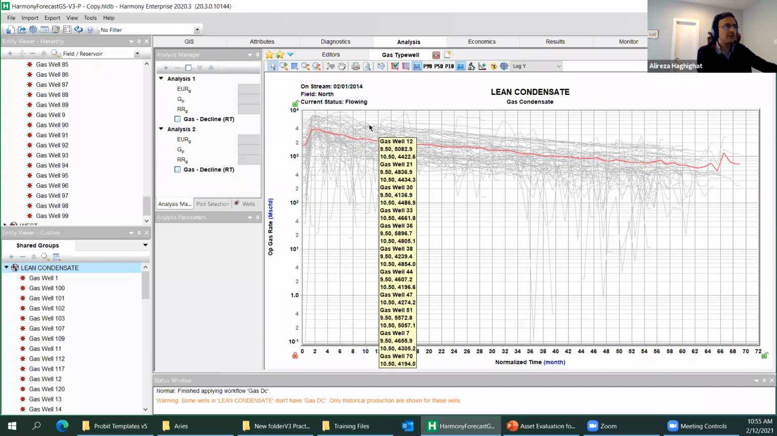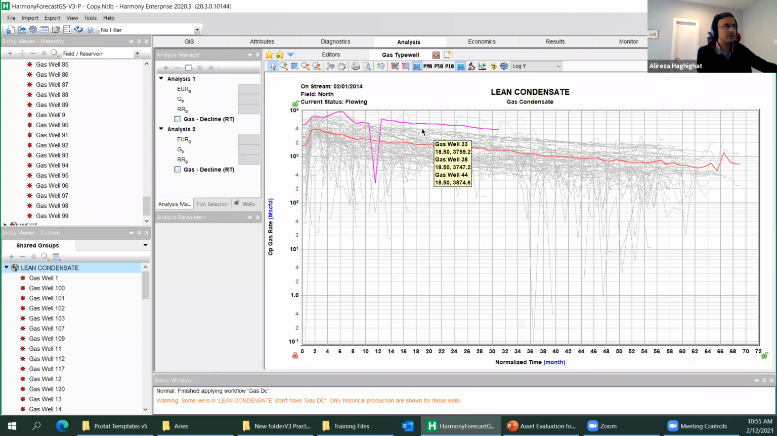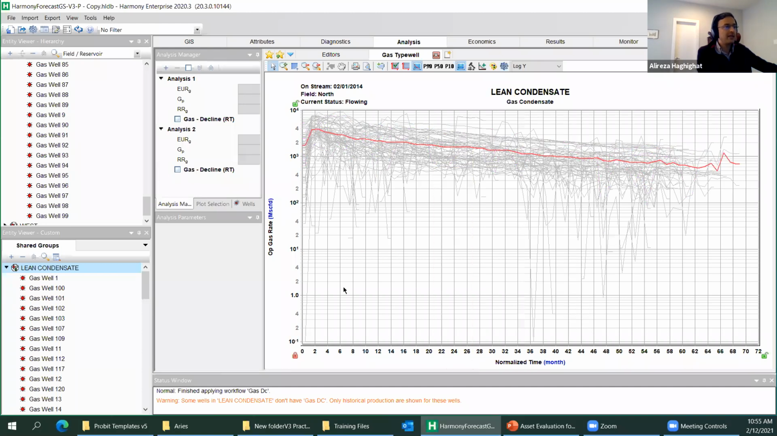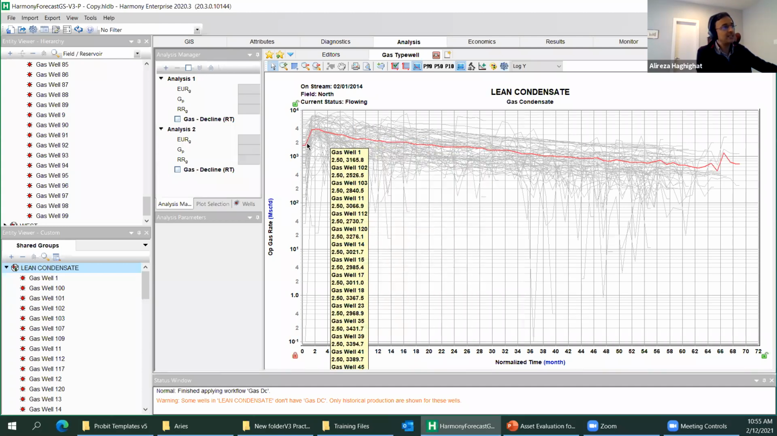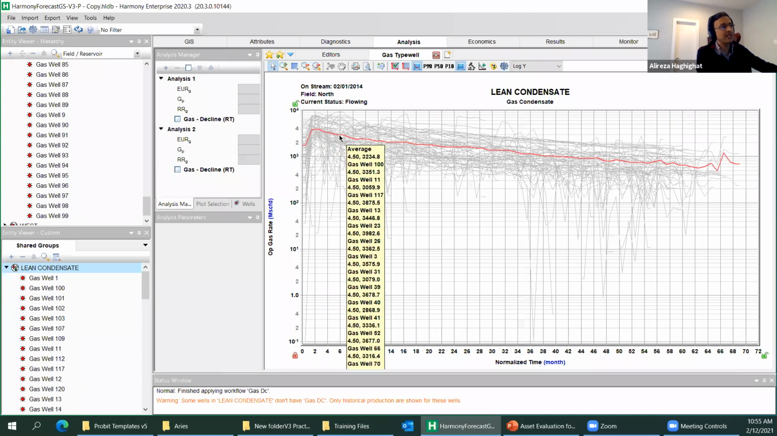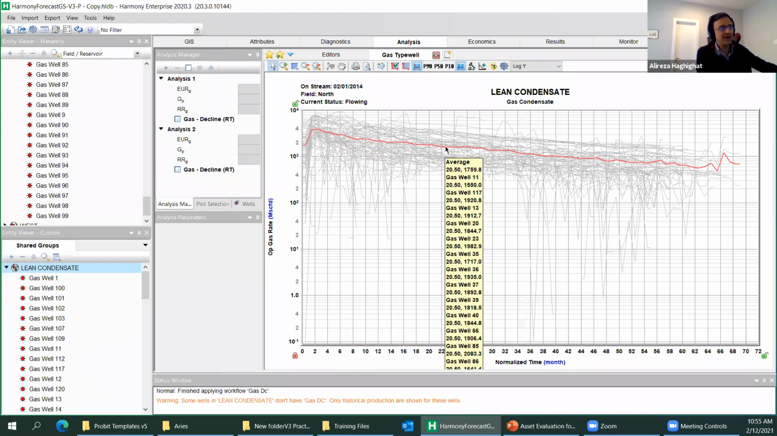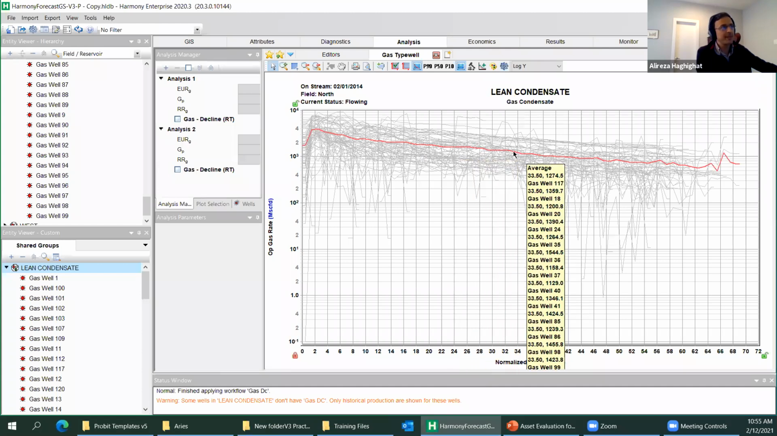In this plot, we are looking at performance or rate, gas rate of each individual well within the asset that we selected, the lean condensate area, the asset in the northwest of our total condensate reservoir. So we are looking at the production performance of each individual well, and this red line is the average of all of these wells. So you can see how the average behaves.